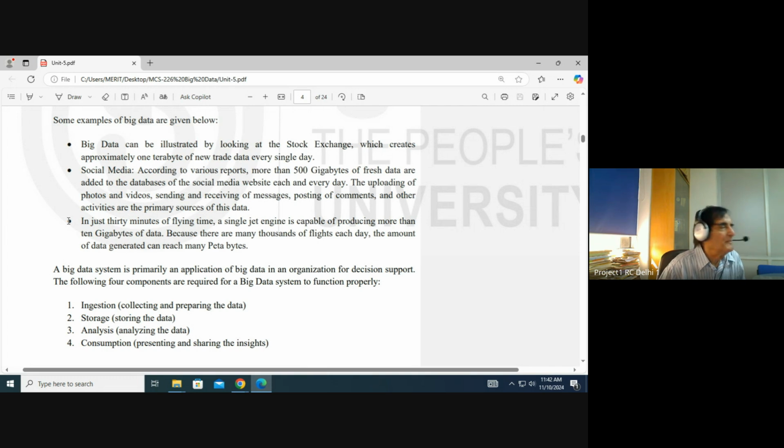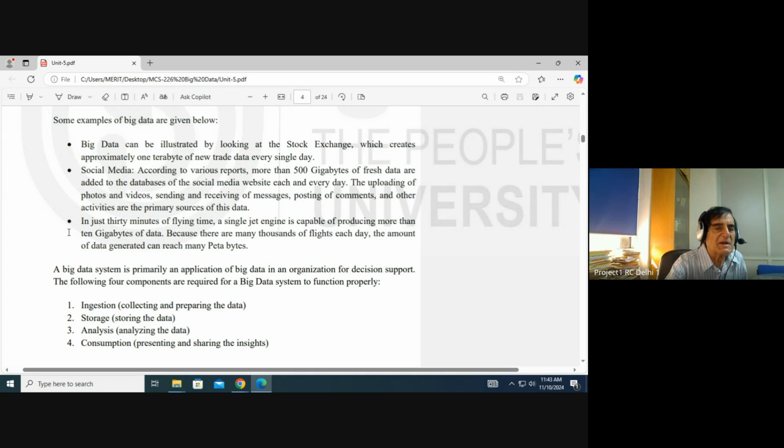Look, megabyte is 10 to the power 6, gigabyte is 10 to the power 9, terabyte is 10 to the power 12, petabyte is 10 to the power 15, and so on. You can see that zettabyte also exists, with a Z. So that's what we are talking about.